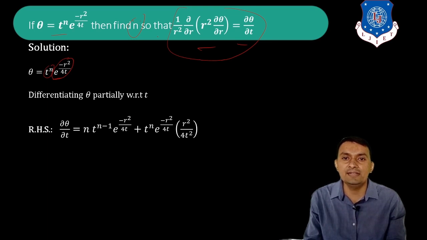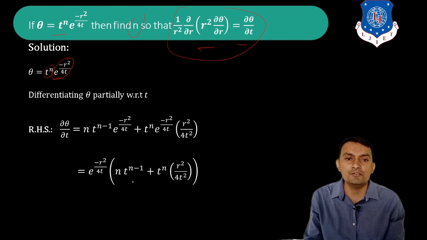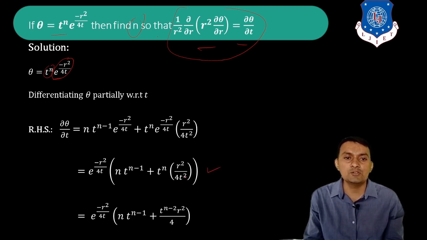Then plus t raised to n, then the derivative of this exponential function. But we know that the derivative of the exponential is itself, and then the derivative of minus r square divided by 4t with respect to t is going to be exactly r square divided by 4 times t square. And whenever we simplify, what are we going to get? After taking e raised to minus r square divided by 4t common, we will get this one. So again, t square is there, so we can write it in the numerator, so it will be t raised to n minus 2.